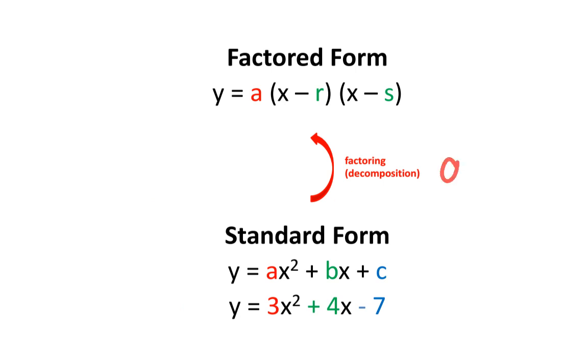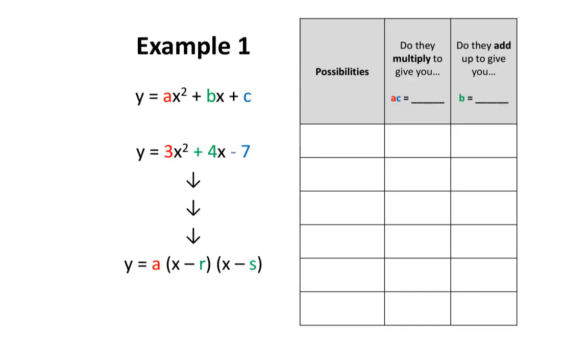Decomposition is used when A does not equal 1. What exactly does that mean? Well, A is not 1. It's actually 3. That means we can use decomposition here. Let's begin by looking at A and C. But what exactly is A and C?